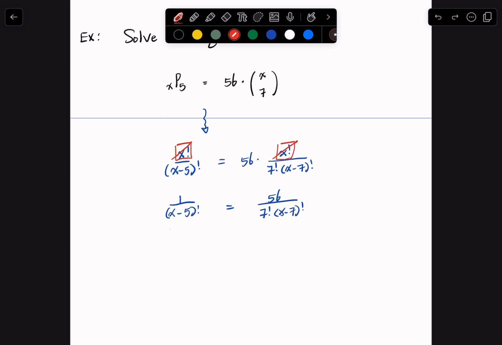Notice that on both the left and the right side, we have a fraction. So very naturally, I want to clear the fraction. So next, I will just cross-multiply them and clear the fraction. So let's see what we have here. We have 7 factorial times (x minus 7) factorial times 1 equals 56 times (x minus 5) factorial. On the left side, we have the 7 factorial, which of course we can calculate. If you try it, that's not a crazy large number. It's just 5040 if you calculate it correctly.